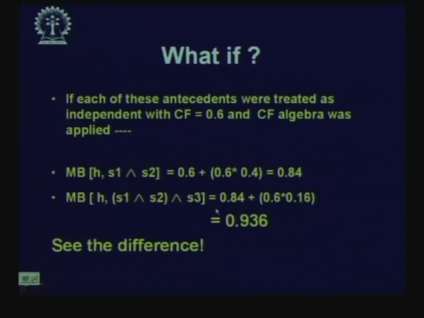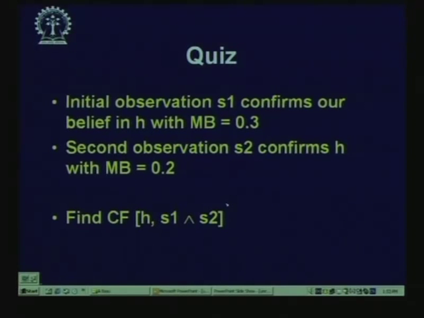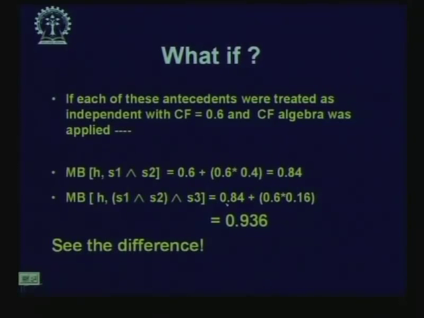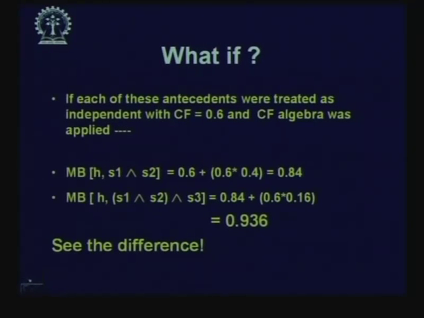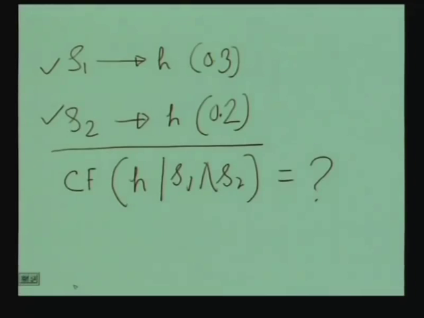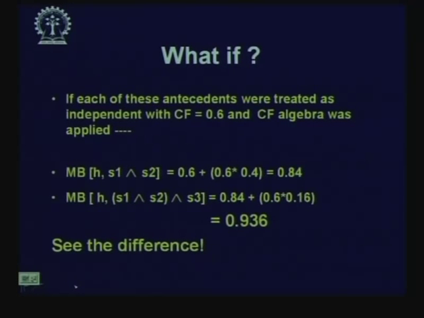Now it is coming to 0.936. That is, the overall rule is coming to this. So obviously it is not tallying with what the expert had said, that it should be 0.7. The original rule had said that it is 0.7, but here if I take them independently, then it is becoming different. But in real life many of the things will not be independent.